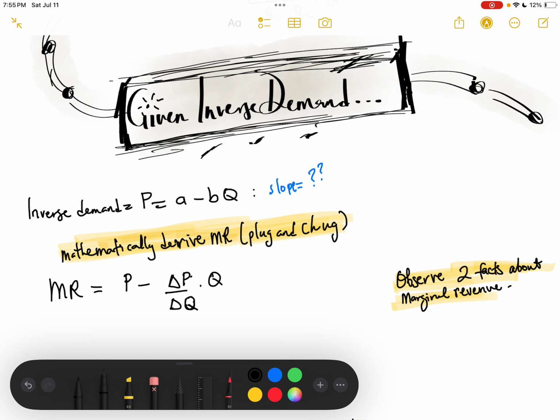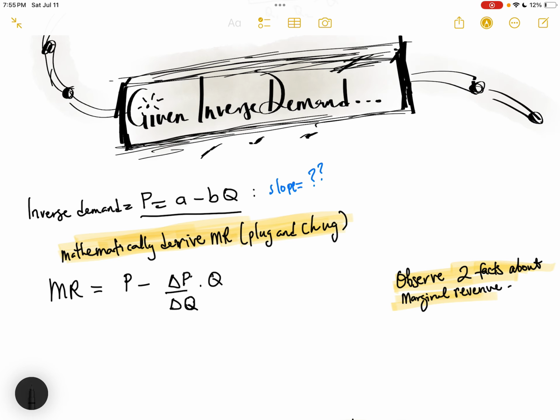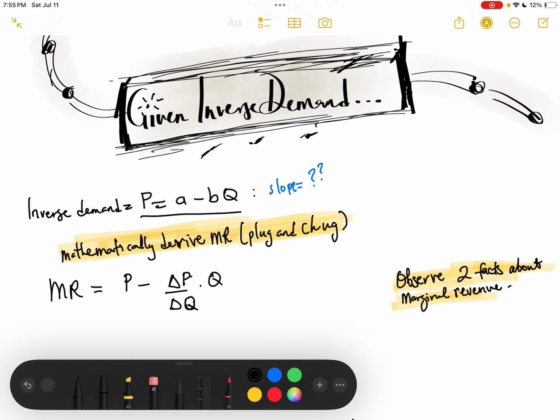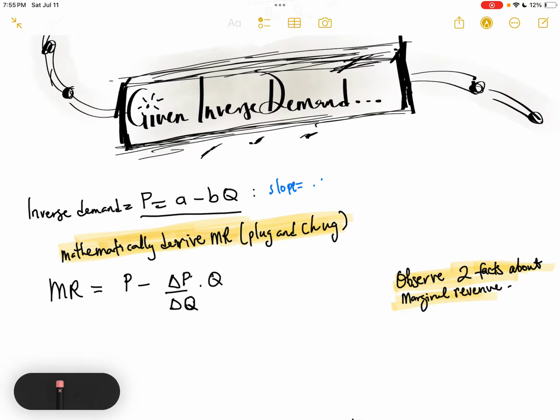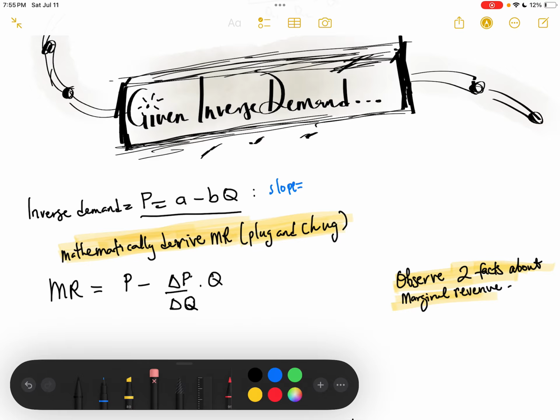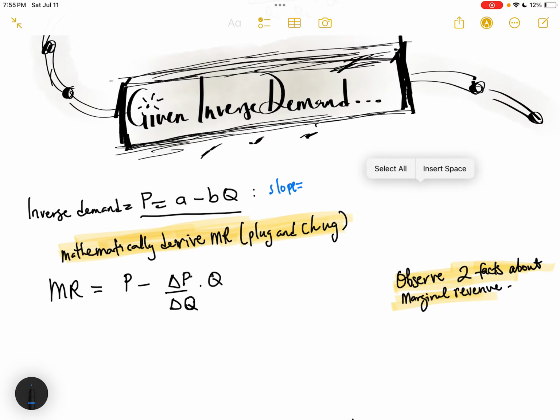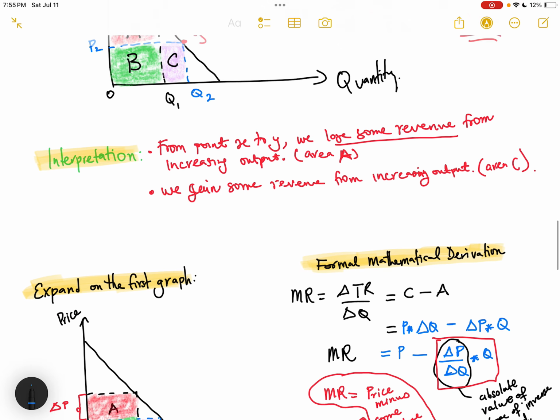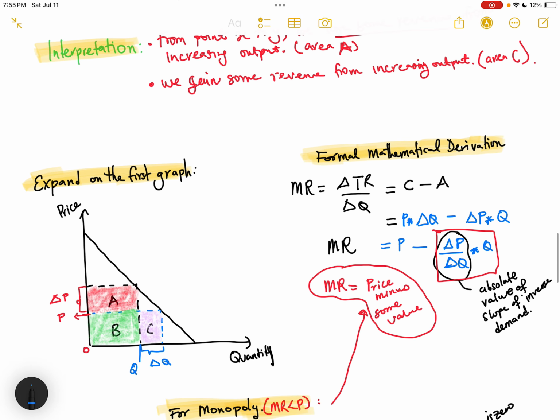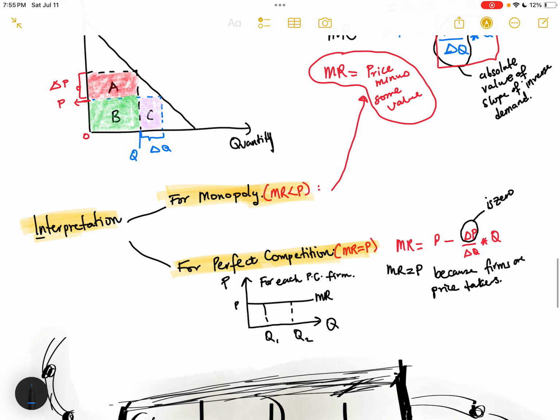So we are given the inverse demand curve, and well, based on how I have been doing this, the slope, what is the slope if you have inverse demand curve P equals A minus BQ? Well, the slope will be, you know the slope to be negative B, right? The slope is negative B. But the way I have defined change in P over change in Q, I have defined it as the absolute value of slope of inverse demand curve.